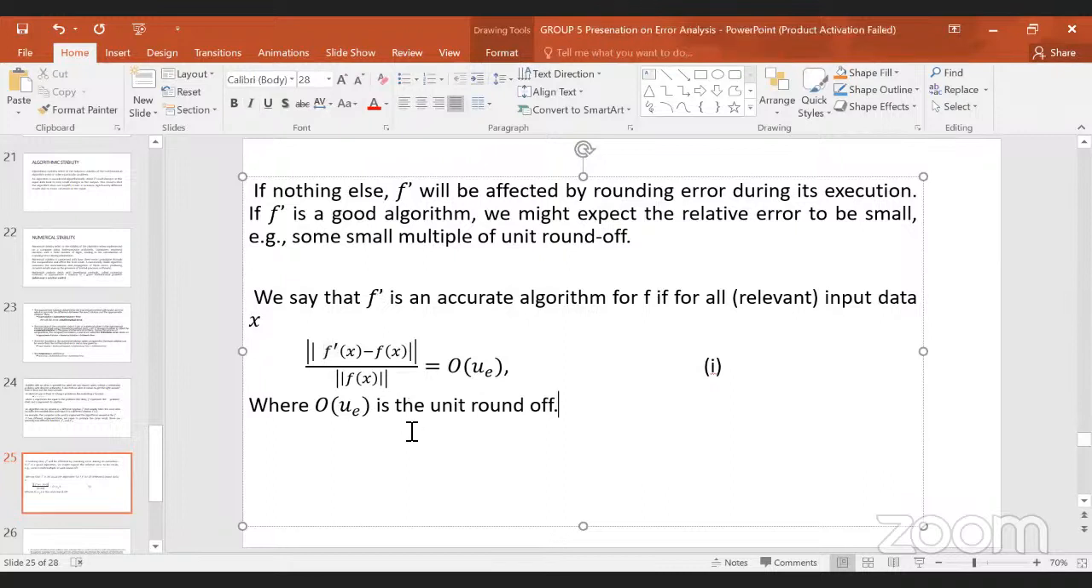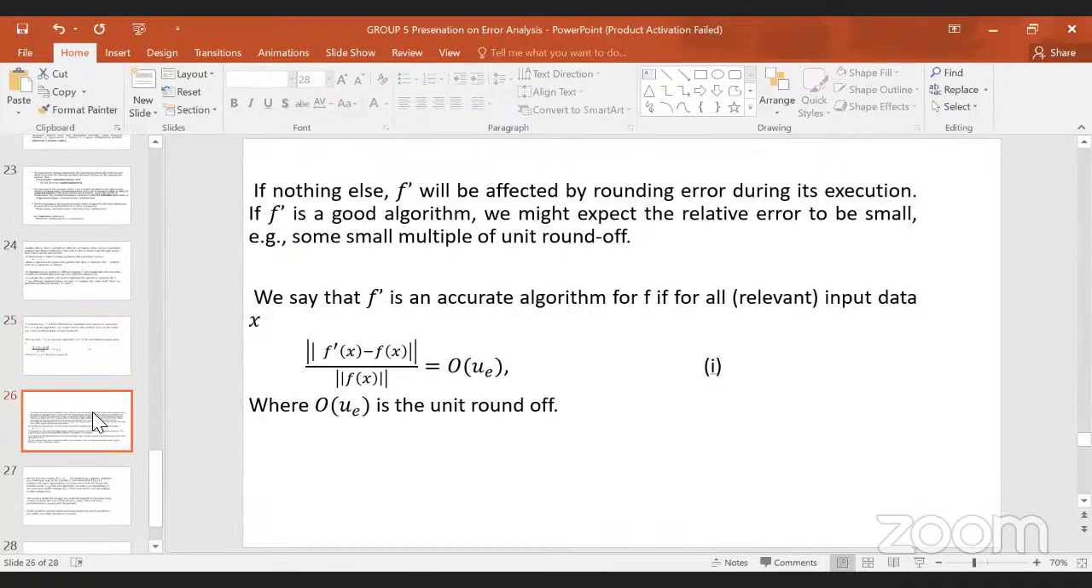f prime of x minus f of x over the absolute value of f of x, the problem posed itself, will be equal to 0 subscript u, where u is the unit roundoff.